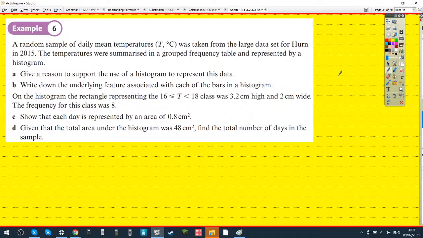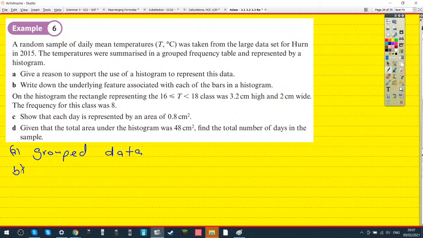Well, you could use a histogram because you've already got it as a frequency table, which makes it easier. So give a reason. Because it's grouped data. Yeah, it's grouped frequency data.